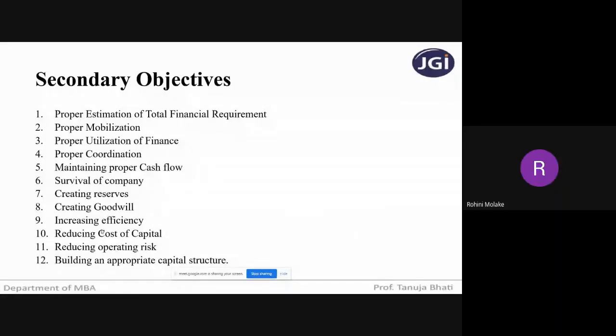Okay, ma'am. Reducing operating risk. Now, what do you mean by operating risk? Operating risk means the day-to-day operations run by the organization, company, or business enterprise. There are various risks associated with it.